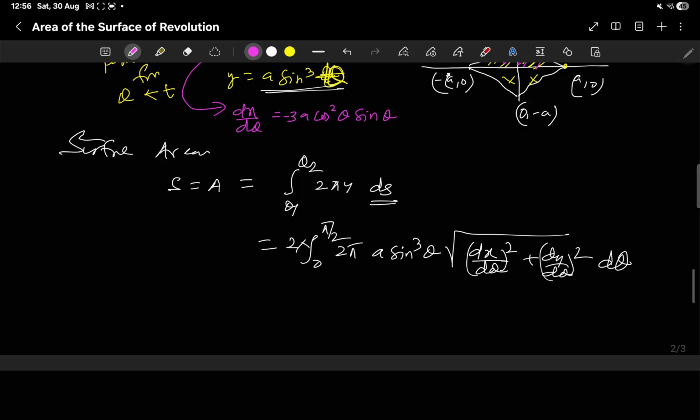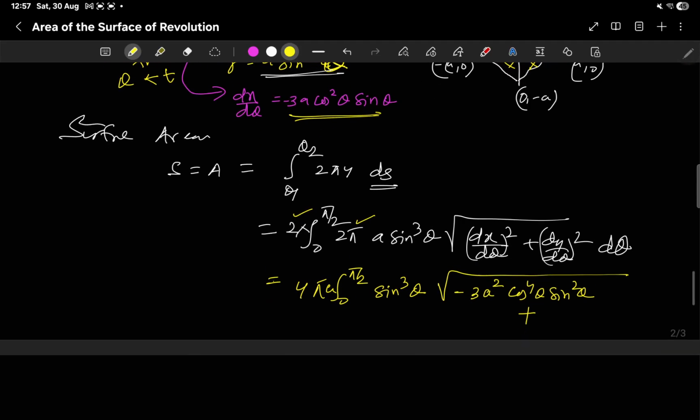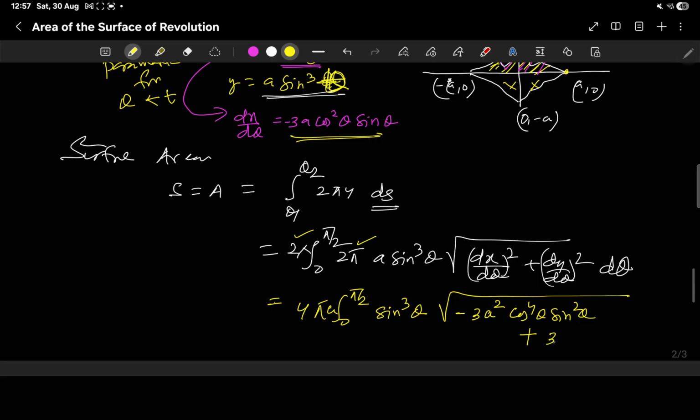So it will be 4 pi integral 0 to pi by 2. a I can also take out. It is sin cube theta. dx by d theta will be the whole square of this, okay, whole square of this. It is minus 3a square cos 4 theta sin square theta. Then plus, here dy by d theta I find. It is 3a sin square theta cos theta, whole square. So 9a square.